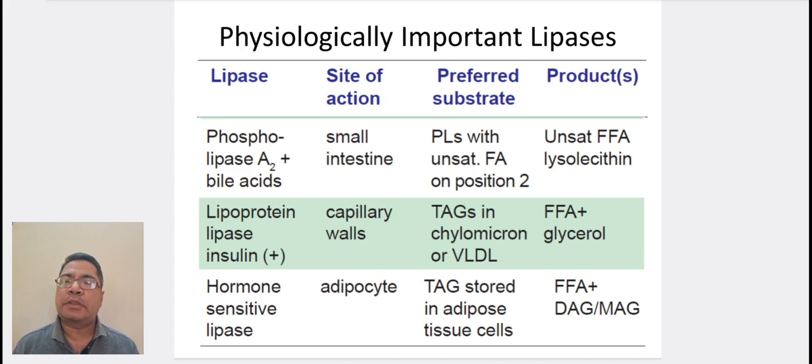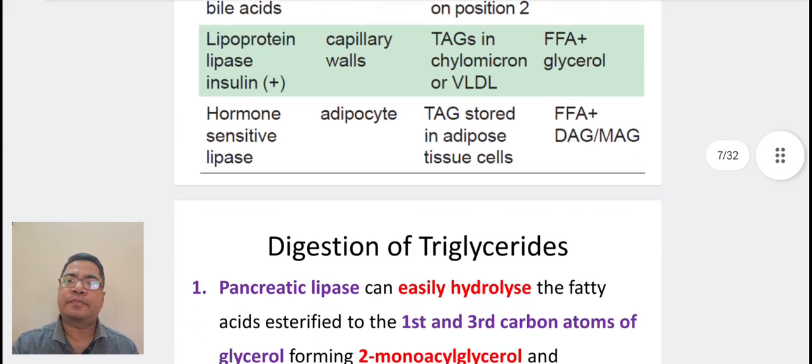Lipoprotein lipase plus insulin. Its site of action is capillary walls. Its preferred substrate is triacylglycerol in chylomicron or VLDL, and its products are free fatty acids plus glycerol. Hormone sensitive lipase. Its site of action is adipocyte. Its preferred substrate is triacylglycerol in adipose tissue cells. Its products are free fatty acids with diacylglycerol or monoacylglycerol.